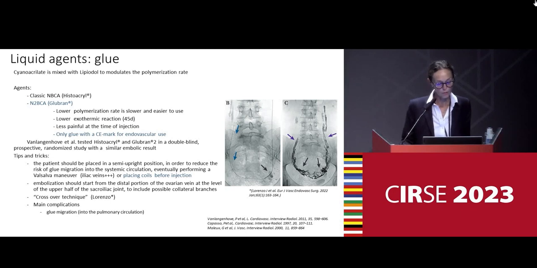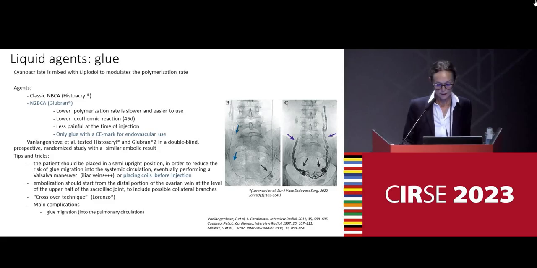Liquid agent and first glue. In France and in Europe, we only use Glubran because it has a CE mark, but it's as efficient as NBCA. The patient can be placed in a semi-upright position in order to reduce the risk of migration, or you can use a Valsalva maneuver or place coils and inject glue through coils.